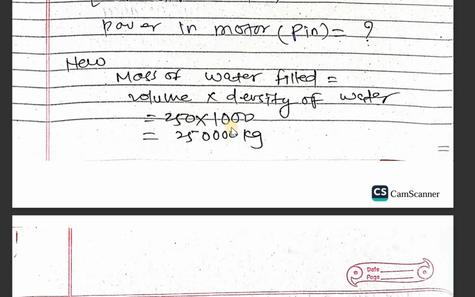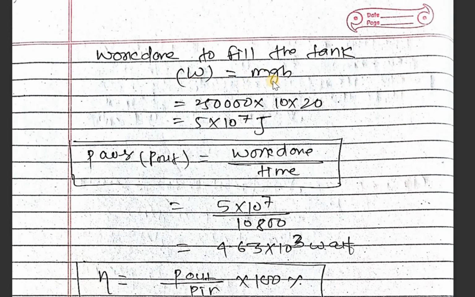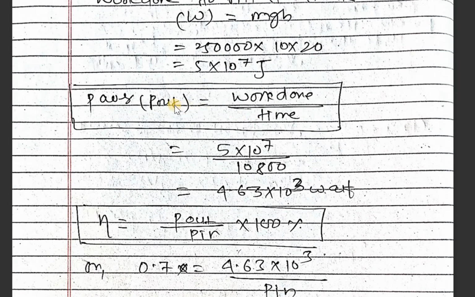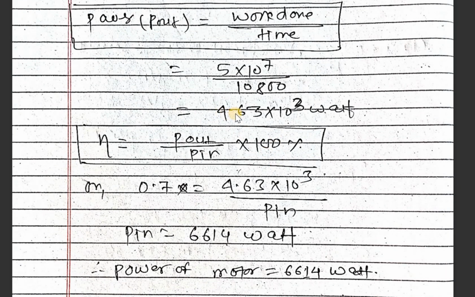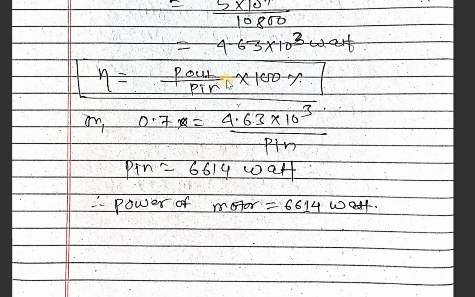So mass of water filled is volume into density, that is 250 into 1000, that is 250000 kg. And work done to fill the tank, W equal to mgh. So we have already found the value of m, and g is 10, h is already given in the question, 20, so you can get 5 into 10 to power 7. And output power equal to work done upon time, so 5 into 10 to power 7 upon time, which we have already mentioned in the question, 10800, and then you can get 4.63 into 10 to the power 3 watt.